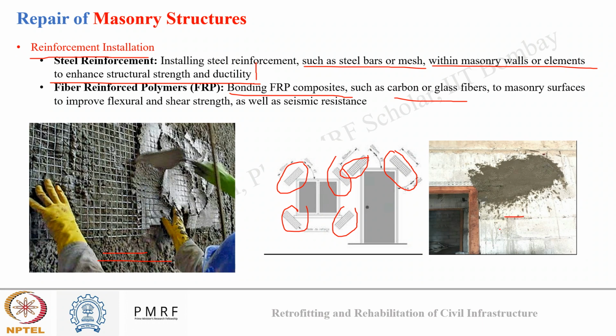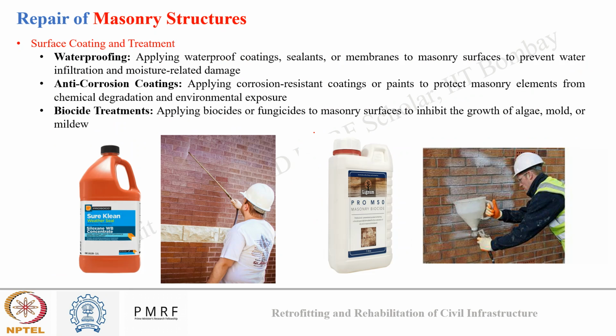Okay, in this image also you can see a concrete block kind of masonry. It was repaired using a steel mesh at the corner of the door joint, and it was covered with concrete mortar patching at the top. So these are generally used for strengthening the masonry at the edges, which may be critical in seismic prone areas. Okay, then we have surface coating and treatment.